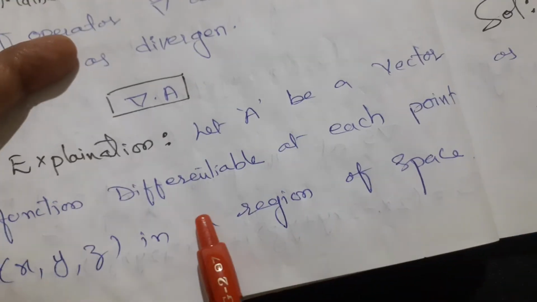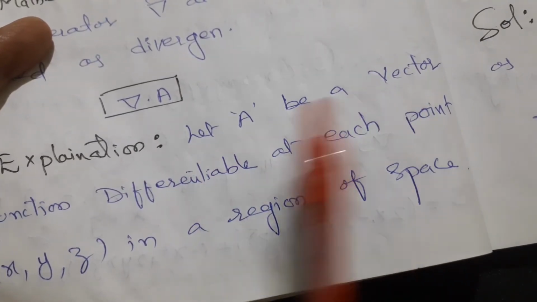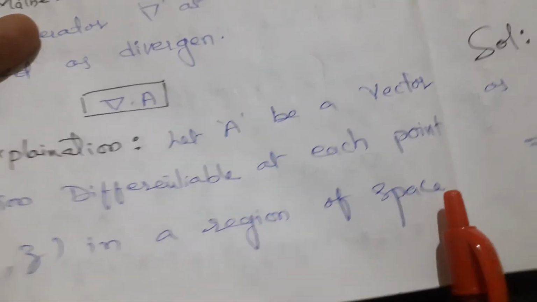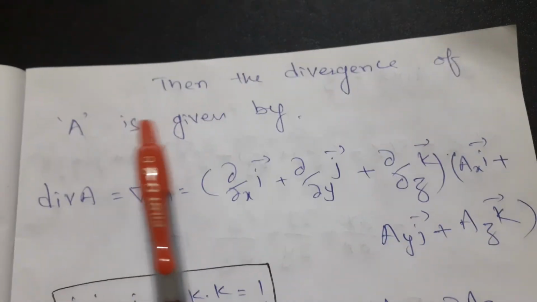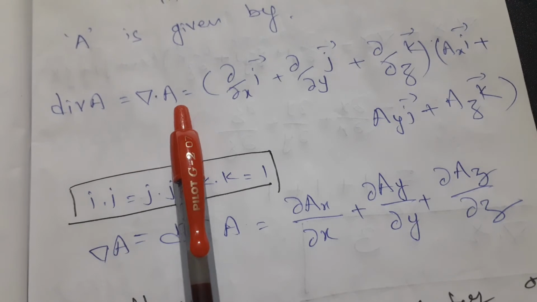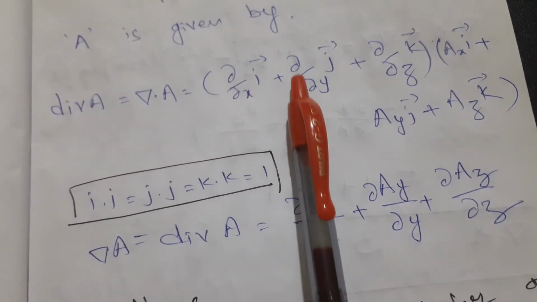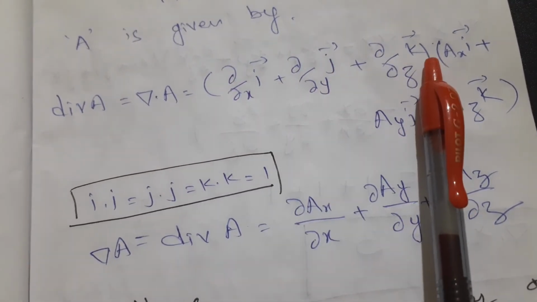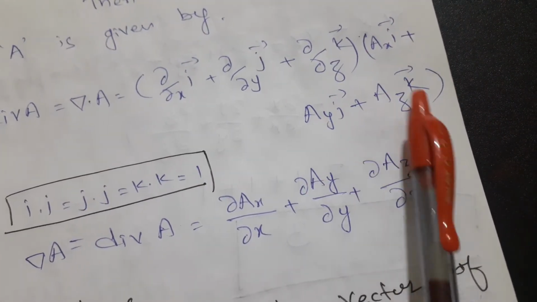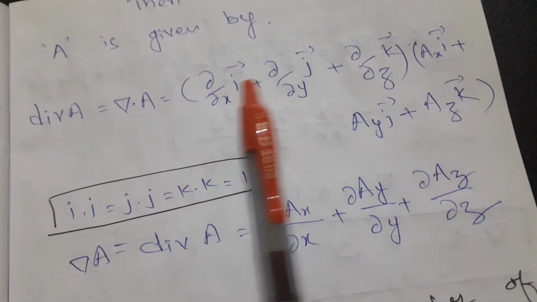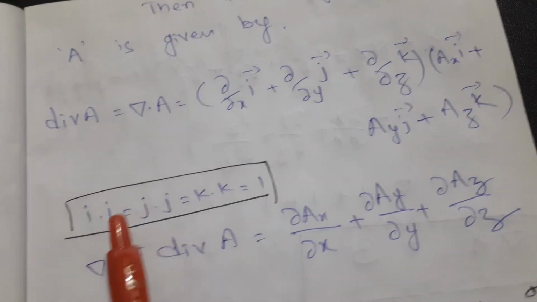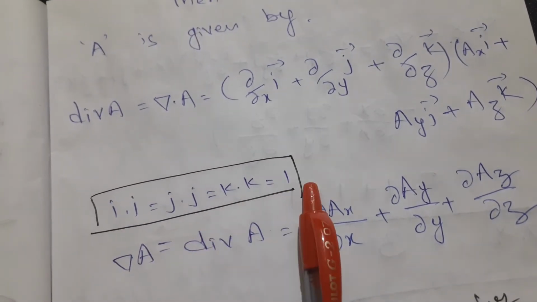Here is a little bit of explanation. Let A be a vector function differentiable at each point x, y, z in a region of space. Then the divergence of A, div A equal to del dot A, can be written with del equal to dou by dou x i plus dou by dou y j plus dou by dou z k, and A equal to Ax i plus Ay j plus Az k. We know that in the dot product, i dot i, j dot j, k dot k is 1.